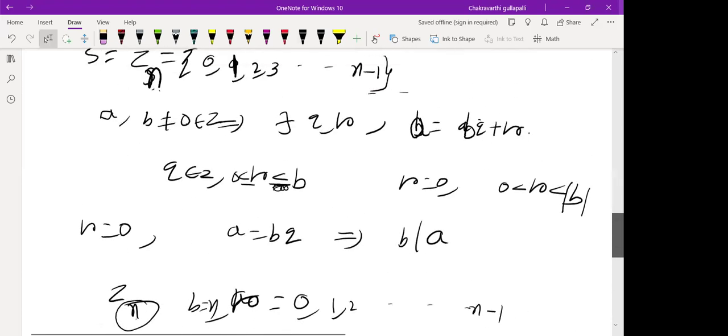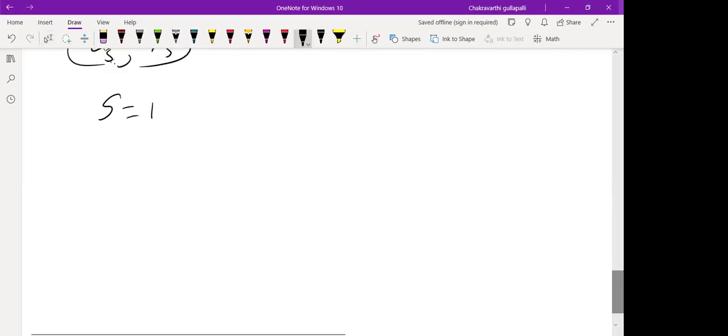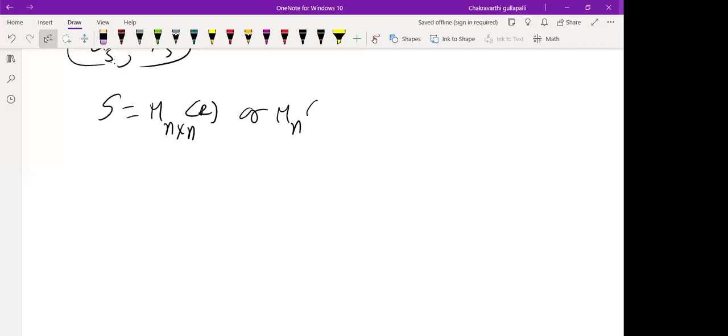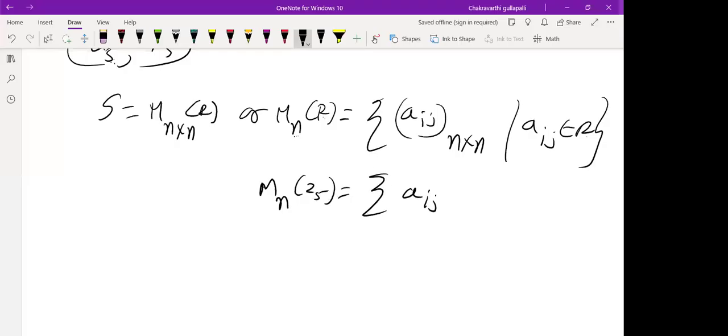Next, these are the sets we are going to use, and we use another symbol, Mn(R), or M n by n over R. The suffix indicates the order of the matrices: the set of all matrices of order n by n where the entries are real. If Q is there, then aij belongs to Q. If C is there, then aij belongs to C. If there is Z, the entries belong to Z. If inside is Z5, the entries belong to Z5.